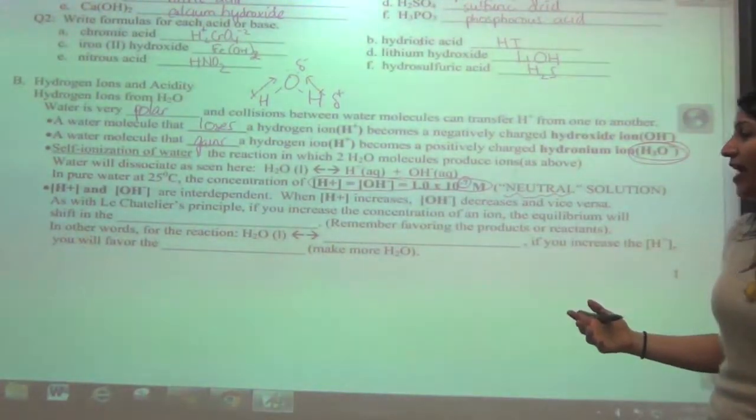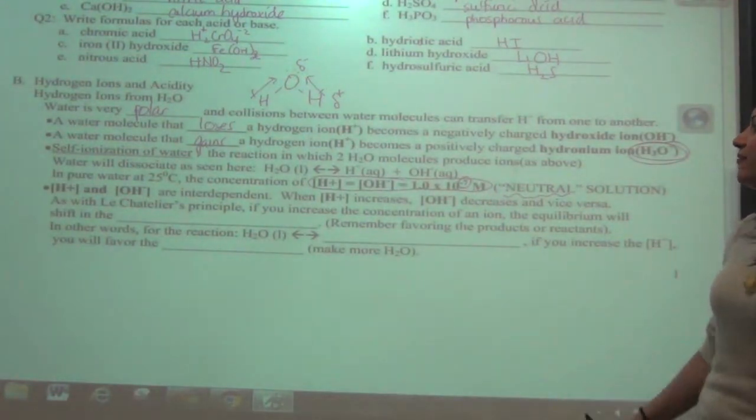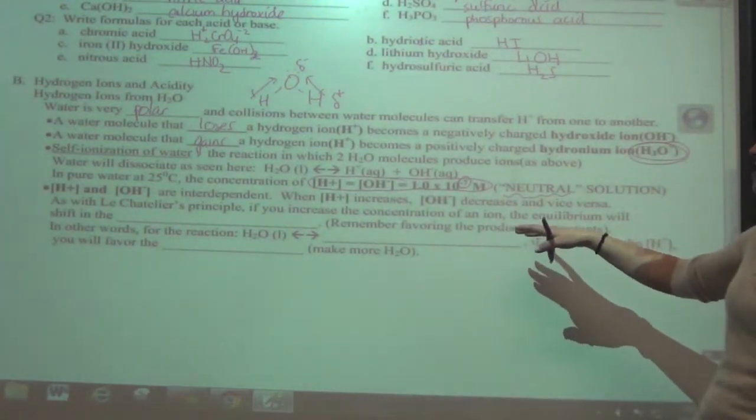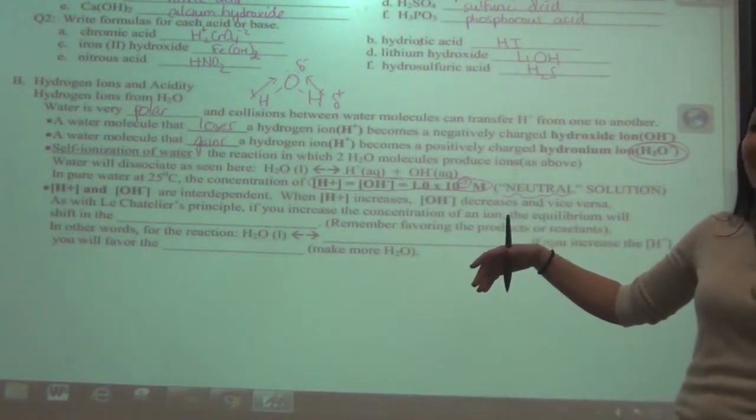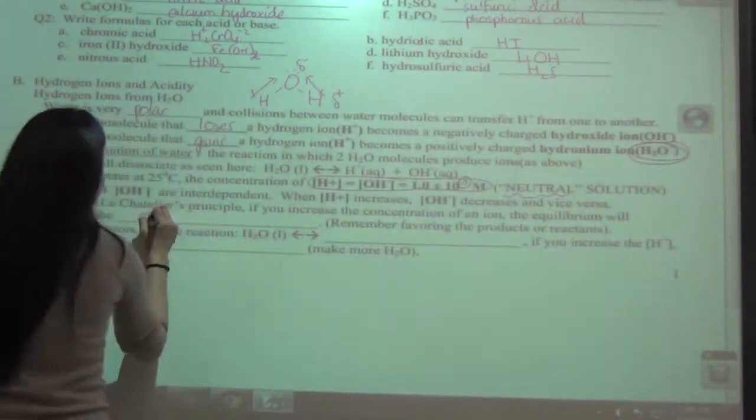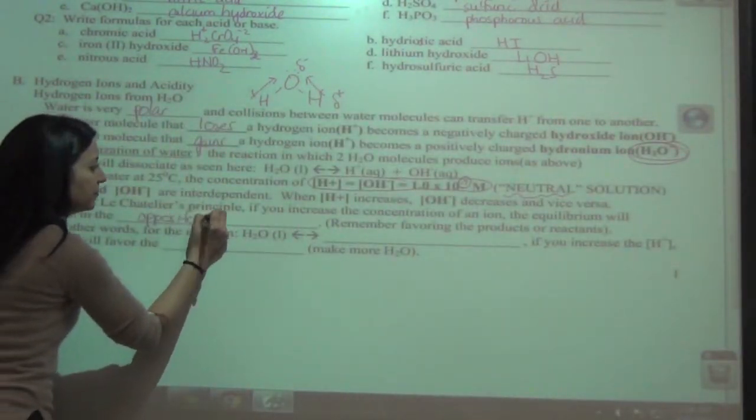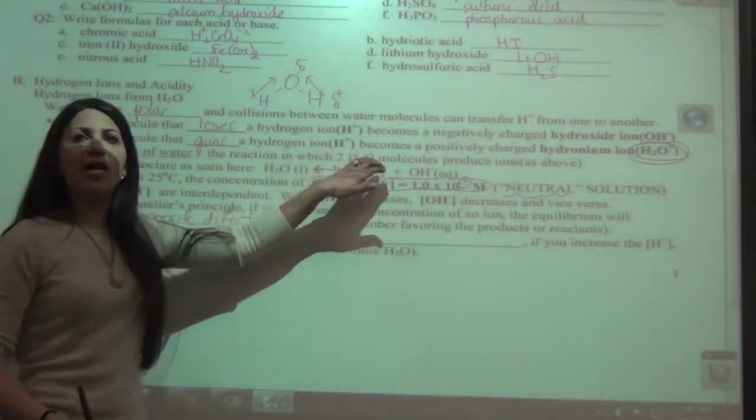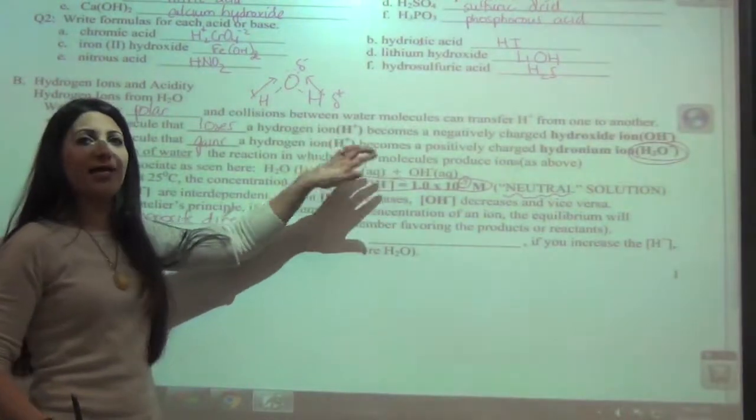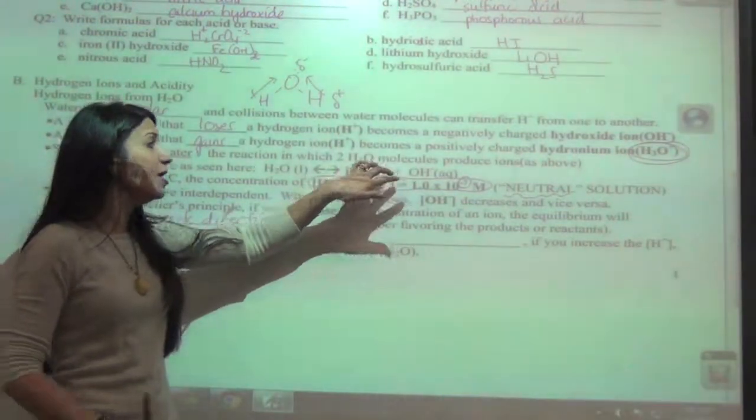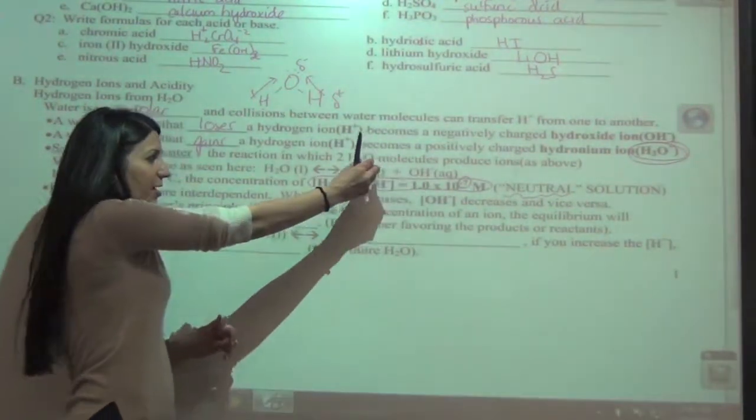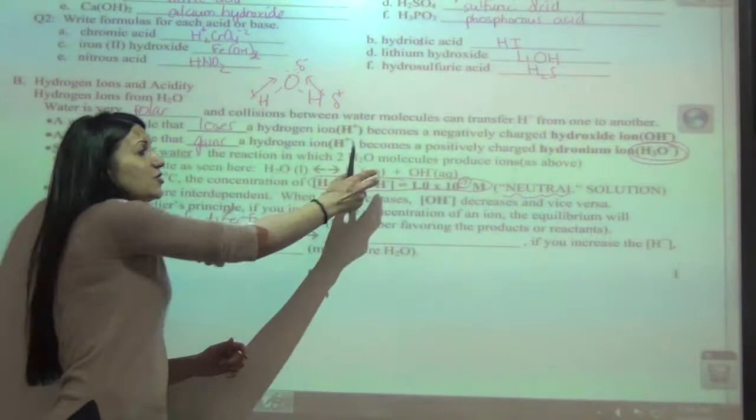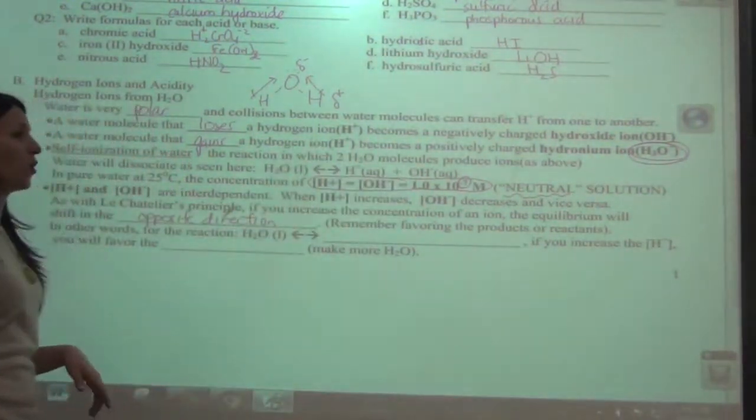And vice versa. As with Le Chatelier's principle, if you increase the concentration of an ion, the equilibrium always shifts how? In the opposite direction. So if I add hydrogen ion, if I have too much hydrogen ion on this side of the equation, my hydrogen and my hydroxide are going to come together and form water. And so these will react with each other to form more of the water.